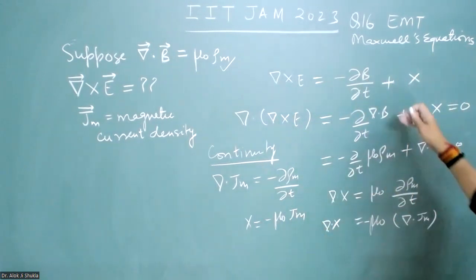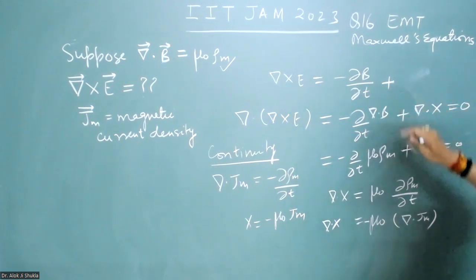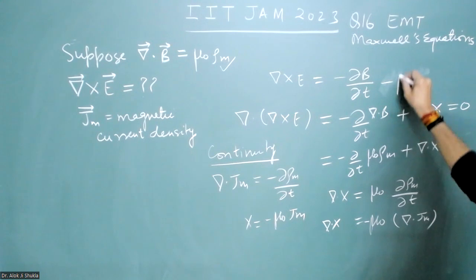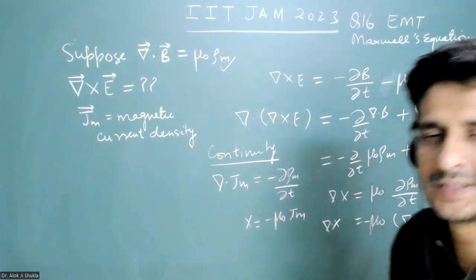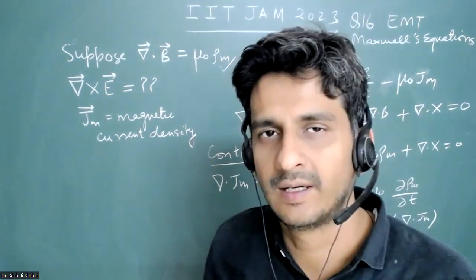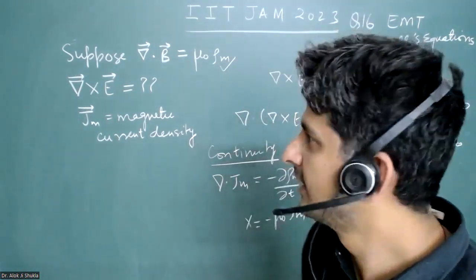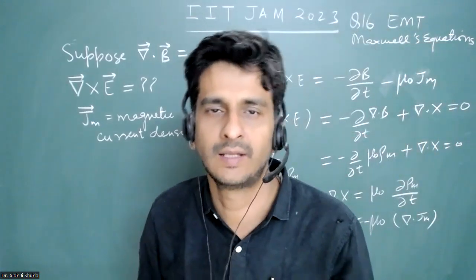So now our equation is modified, Faraday's law is modified, with x equal to minus mu naught Jm. So just by straightforward, simple mathematical concepts, of course, Maxwell's equation got modified by this. Okay, thank you so much.